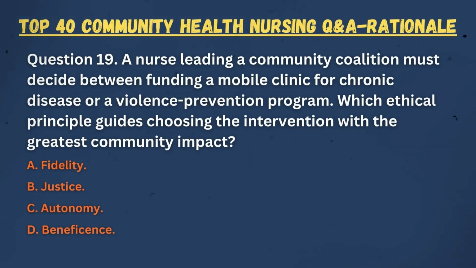Question 19. A nurse leading a community coalition must decide between funding a mobile clinic for chronic disease or a violence prevention program. Which ethical principle guides choosing the intervention with the greatest community impact? A. Fidelity. B. Justice. C. Autonomy. D. Beneficence.